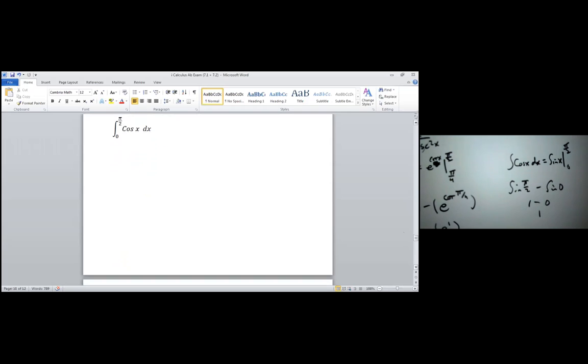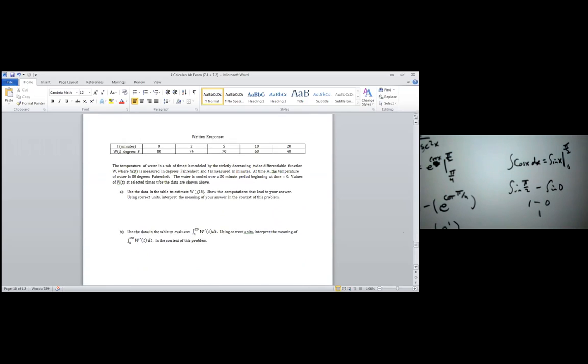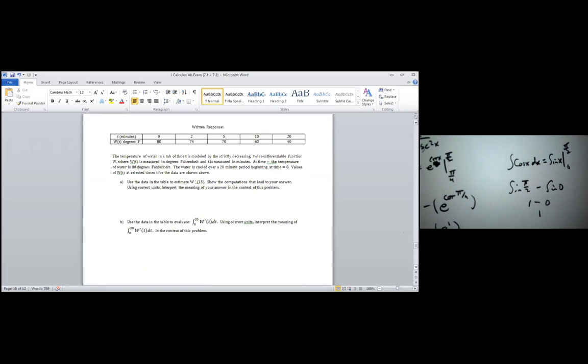All right, on to the next part of free response. So, like always, you want to read the free response question. You want to see what you can get out of it, see what we're talking about. Temperature of water is modeled by the twice differentiable, yada, yada. We don't care. It's modeled by W of T. So W of T stands for the temperature of water. And if you look at the temperatures, it looks like they're going down. So something's cooling off.